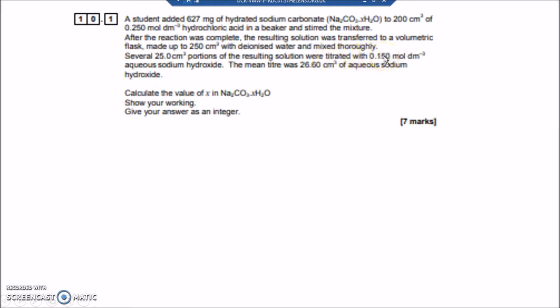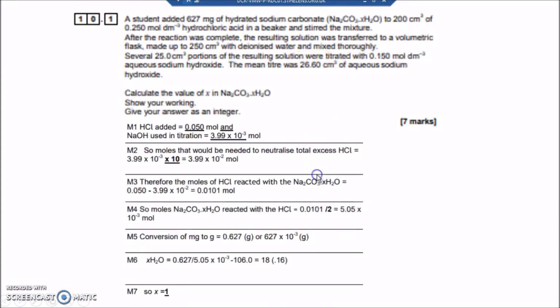Concentration 0.15, volume 26.6, divide by 1000 to get it into decimeter cubed, 0.0266. Concentration 0.150 equals moles divided by 0.0266. So moles are these two numbers multiplied together. Moles is 0.150 multiplied by 0.0266 decimeter cubed, 3.99 times 10 to the minus 3.